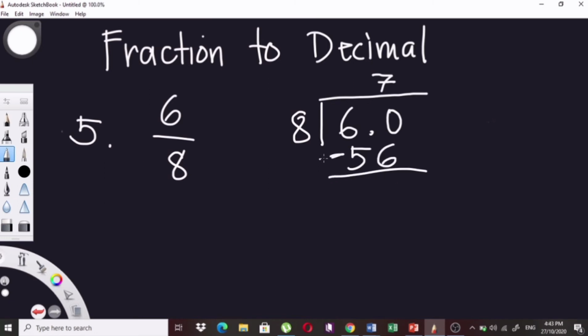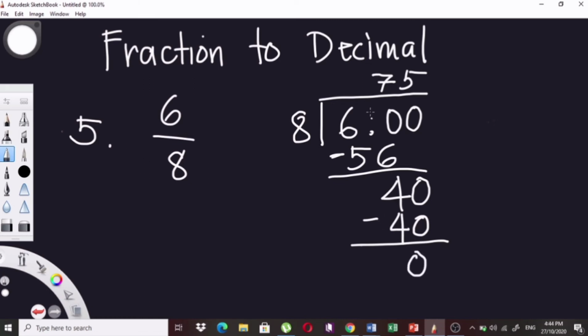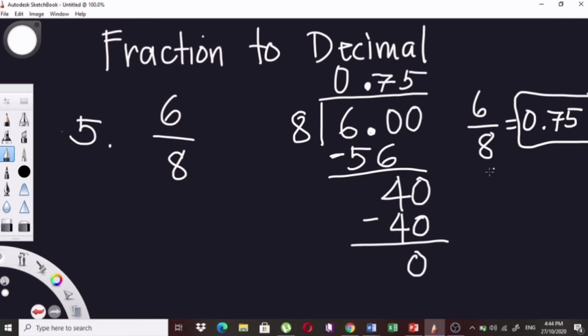Okay, minus natin, no? 60 minus 56, so we have 4. Dapat ay 0 na siya. Pero dahil 4 siya, mag-add tayo ng 0 sa dividend. Then, bring down natin dito yung 0. So, 40 divided by 8, we have 5. So, times natin. 5 times 8, of course, we have 40. So, minus, so 40 minus 40 is 0. Dahil 0 na siya, ito na yung answer natin. So, mag-add lang tayo ng decimal at saka 0. So, ibig sabihin, 6 over 8 is equal to 0.75. So, this is now the answer.